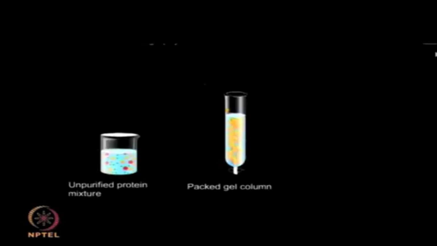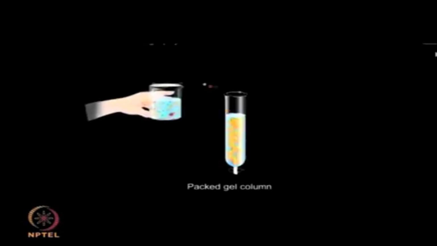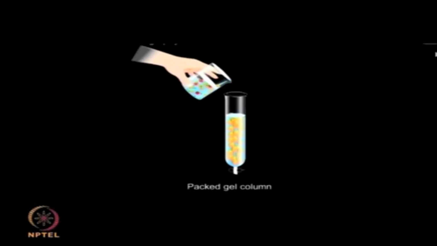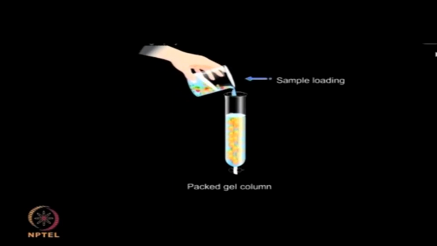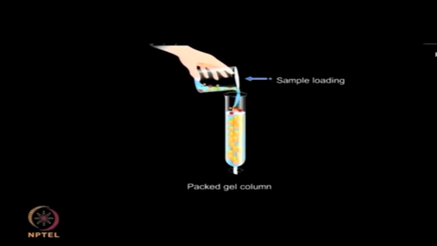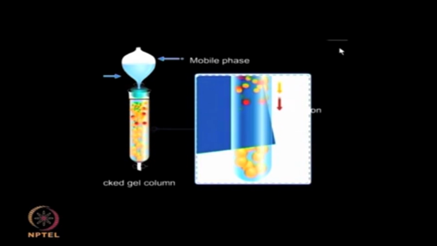Now, let me show you how this process works. So, first the matrix, which is suitable for the required protein separation, is packed into the column. This packed gel matrix is then loaded with the protein sample containing a mixture of unpurified proteins of different sizes. The column is then eluted with a salt solution of appropriate concentration.